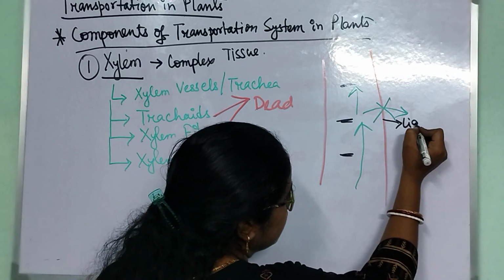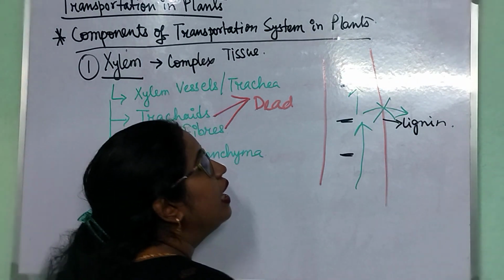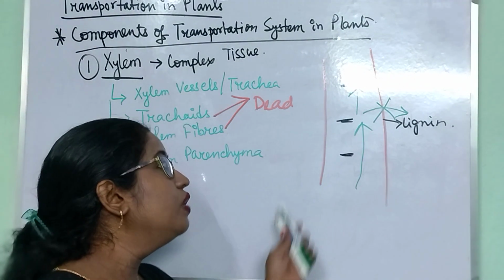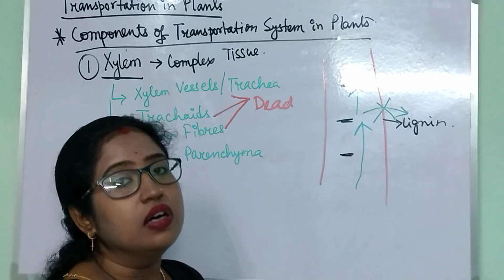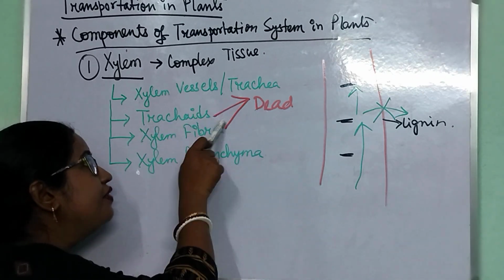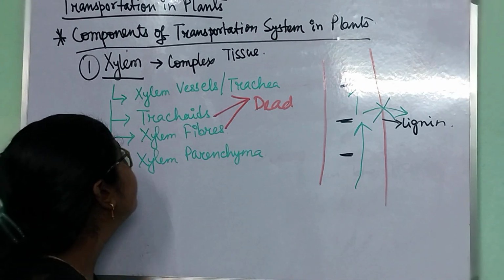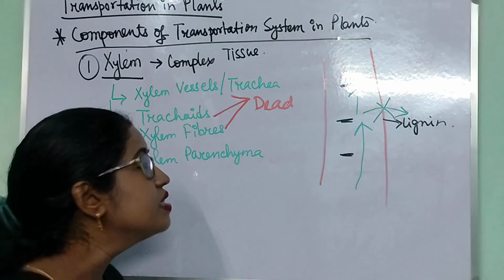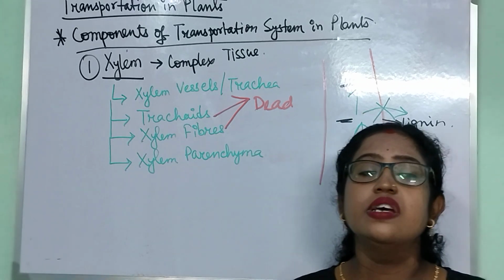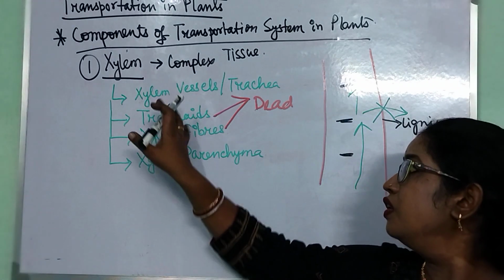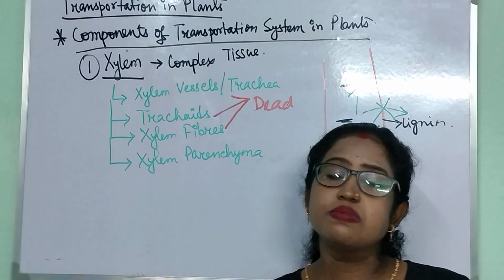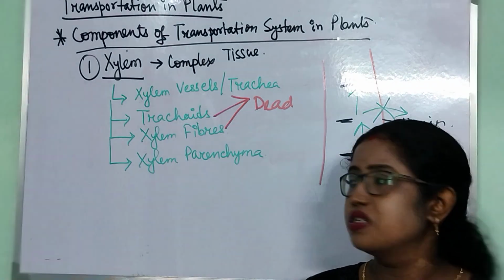So these cells contain lignin in their cell wall, and this makes the walls impermeable to water and minerals, so water won't escape from these pipes. So there are xylem vessels or trachea and tracheids in the xylem, as well as xylem fibers, which give mechanical strength to the plant. Due to the presence of dead cells, the trachea and tracheids also give mechanical support to the plant.